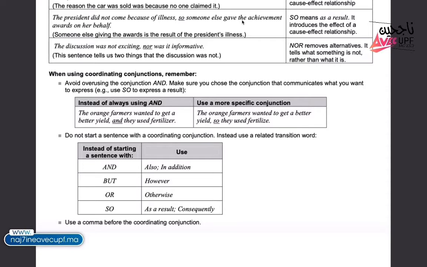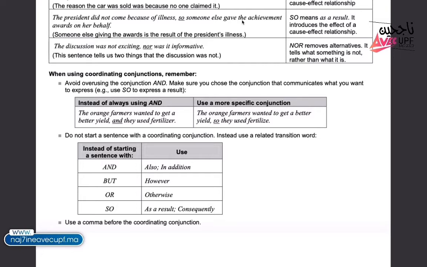Okay? And overusing the conjunction and. Make sure you choose the conjunction that communicates what you want to express. For example, use so to express as a result. Instead of always using and, for example: the orange farmers wanted to get a better yield, and they used fertilizers. The orange farmers wanted to get a better yield. So they used fertilizer.